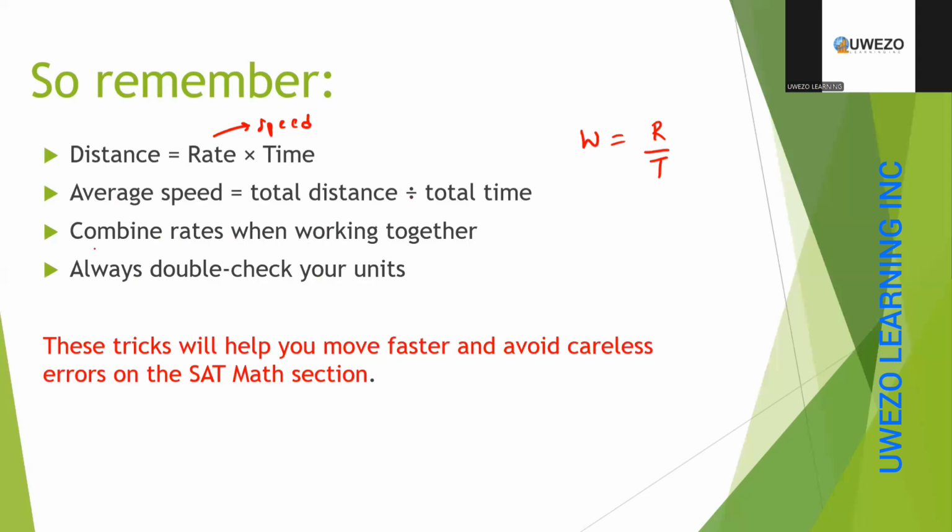Now we can combine rates when working together. So we add the rates, and depending on the context, sometimes we might have to subtract, multiply or divide the rates. And do always double check your units, because in the student produced response questions, you might get the answer as 2 hours, but the question might have asked in minutes. So you have to do the conversion and then answer, or else you would make some careless error and unnecessarily lose points. So please follow these tricks. That will help you move faster and also avoid the careless errors.